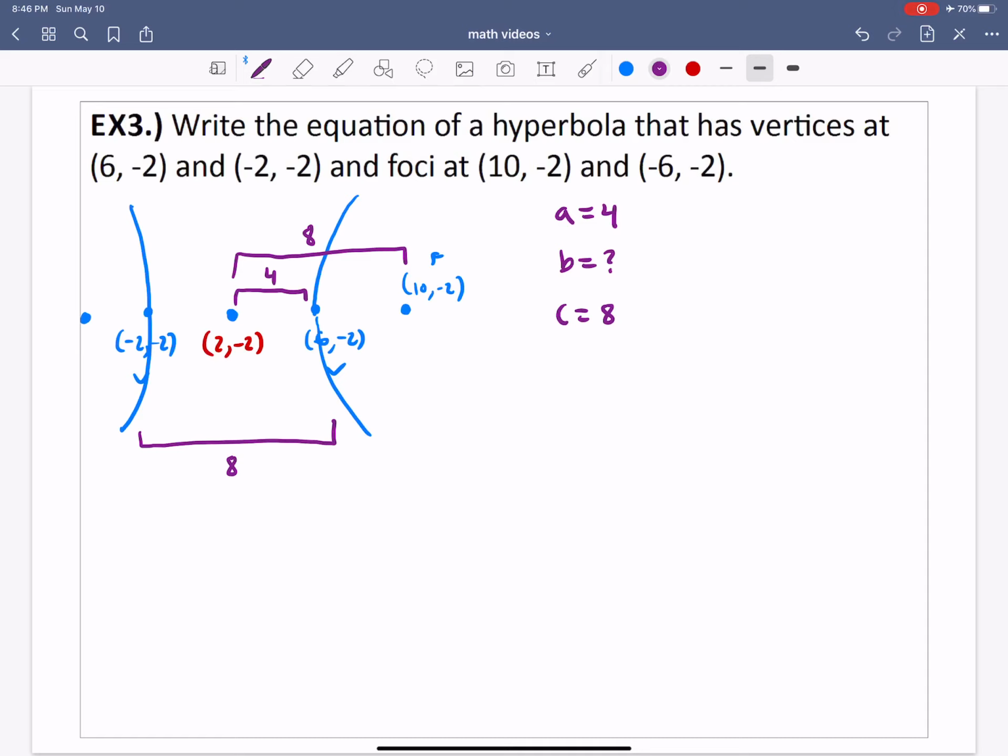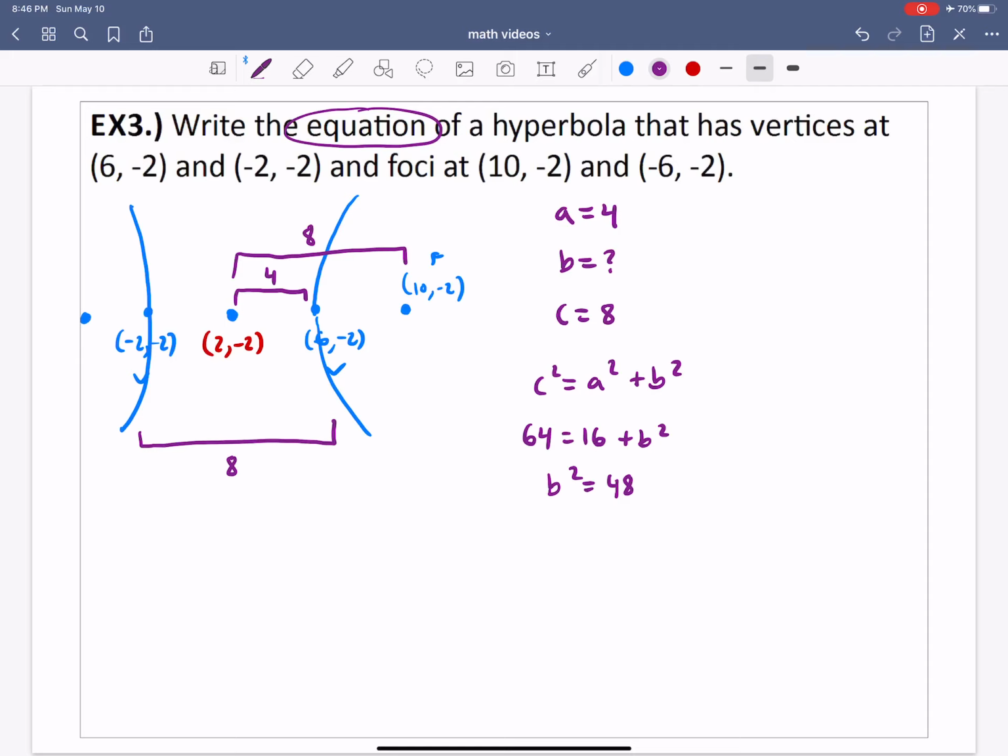So that tells me that c is 8. Okay? Now we use our relationship c squared equals a squared plus b squared. So plug and chug, we get 64 equals 16 plus b squared. So b squared equals 64 minus 16, which is 48. Now, if you're asked to write the equation, which we are, you don't even have to figure out what the actual b value is, because you want b squared when you build the equation.